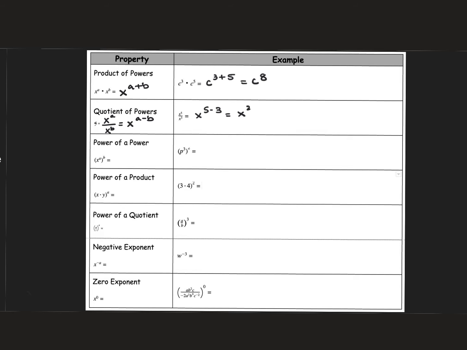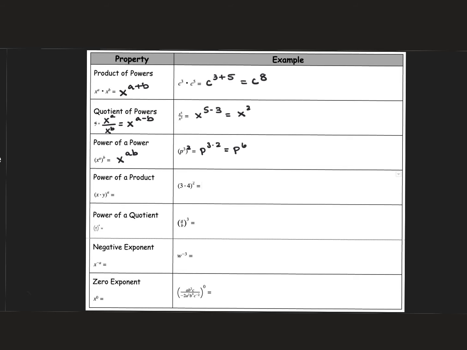All right, power of a power. So anytime I raise a power to another power, so I have x to the a raised to the power of b, that means I'm going to multiply. All right, so this is a 2. I don't know how it got cut off there. So I have p cubed raised to the power of 2. So I have p raised to the 3 times 2, which gives me p to the 6th.